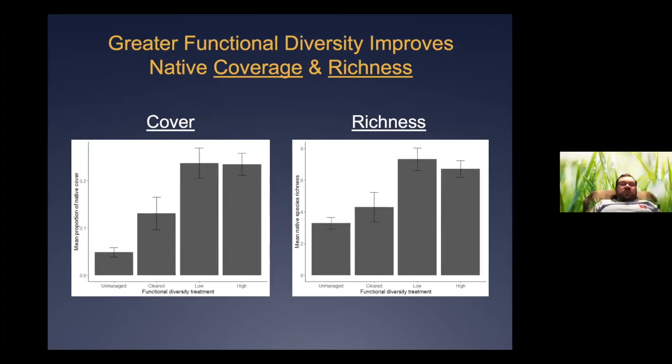And with functional diversity, the response was quicker, or I guess a little bit more sensitive. Again, going from unmanaged to cleared to low to high. Even with adding seeds just in the low treatment, we got an immediate response, with our highest proportion of cover in the low, as well as species richness.